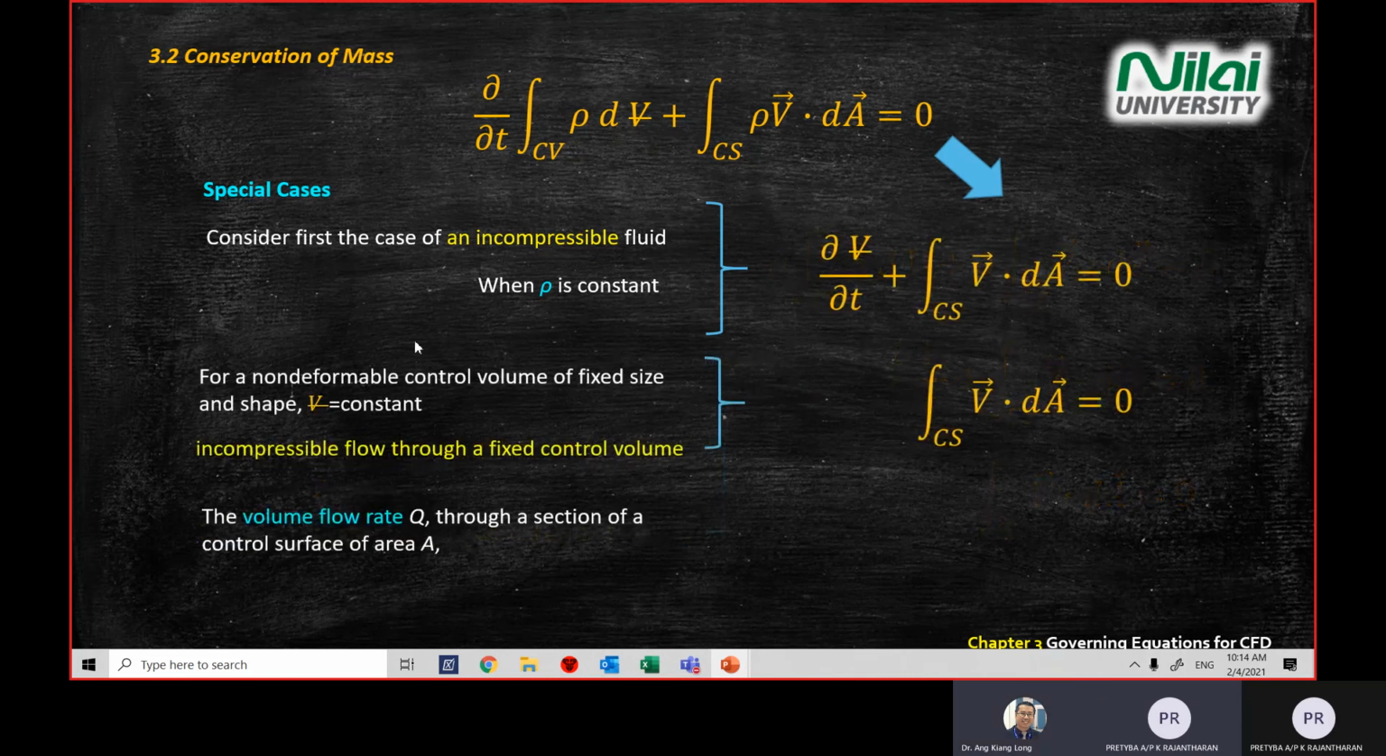So all these are the steps that will be run by the software itself when you set an incompressible scenario. So it will use this equation and then it will simplify the steps. Okay, and then you can calculate the Q, the volume flow rate through the computational domain. Okay.